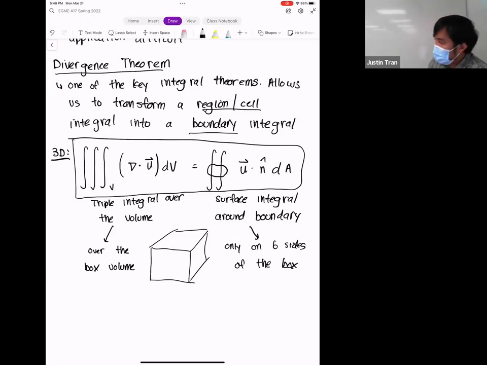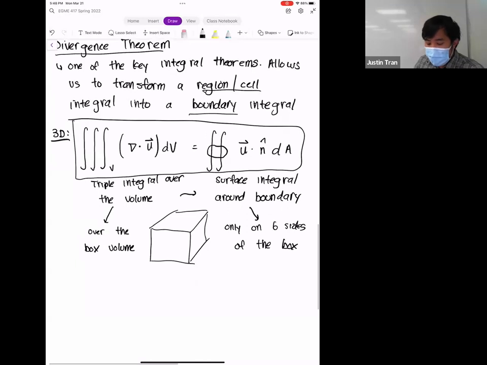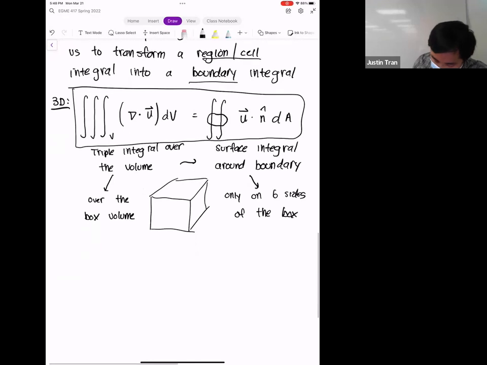It's a little bit hard to draw in 3D, but the 2D one I think will be a little bit more clear, right? But the point is that on one side you have an integral that covers the entire cell, or the entire volume, and on the other side you have an integral that just goes over the outside boundary. Okay.